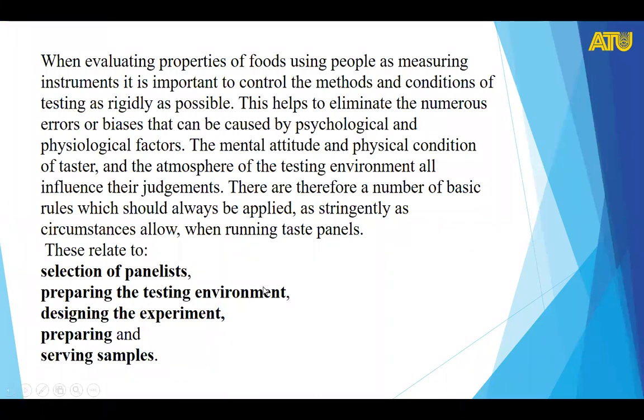When we are evaluating properties of foods using panels as a measuring instrument, it's important to control the methods and conditions of the testing as rigidly as possible. It helps to eliminate numerous errors or biases that can be caused by psychological and physiological factors. The mental attitude and physical condition of the taster and the atmosphere of the tasting environment all influence their judgments. There are therefore a number of basic rules which should be applied as strictly as the circumstances allow.